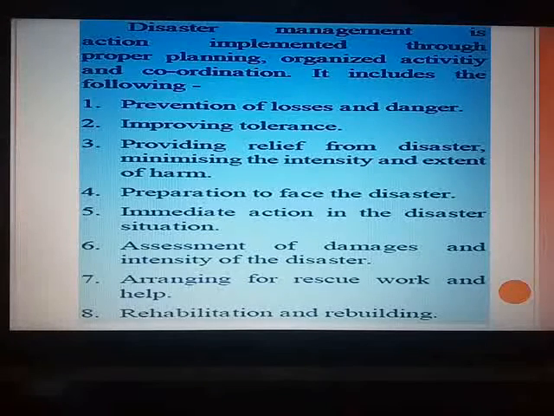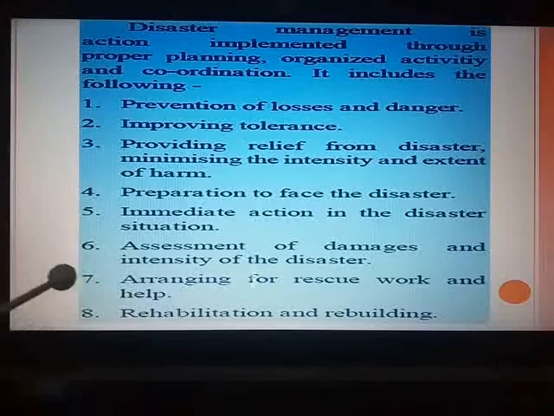Any disaster can strike. So how each and every disaster can be faced, that preparation should be checked from time to time. Immediate action in the disaster situation. Today an earthquake has taken place. After 10 days if you try to help the people, then it will be of no use. So as soon as possible, the victims over there, the people who are stuck up, who are the bearers of that particular disaster, they should get immediate help. They should be immediately relieved from that situation.